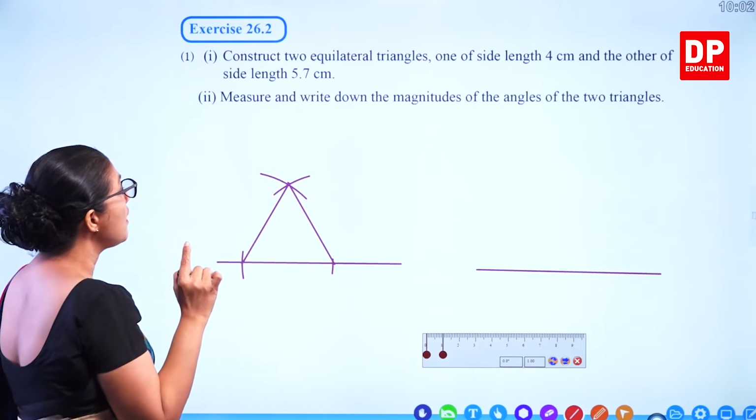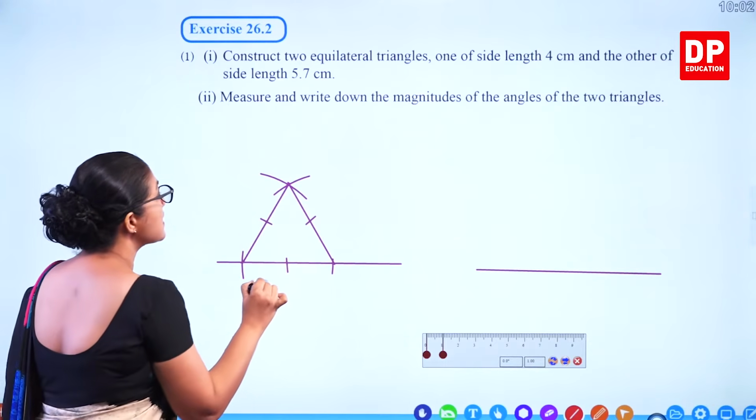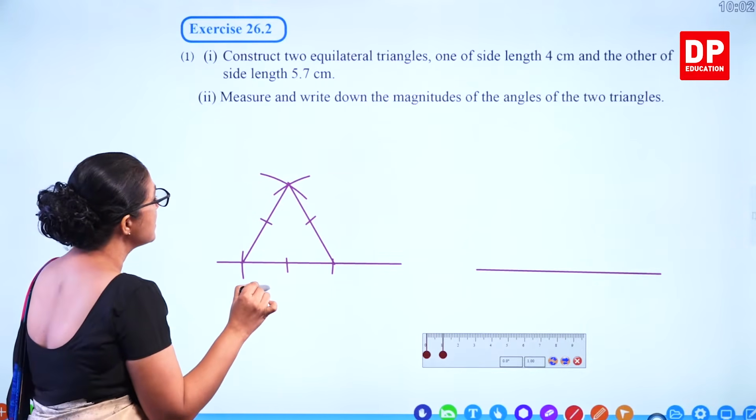So this is the equilateral triangle with side length 5.7.